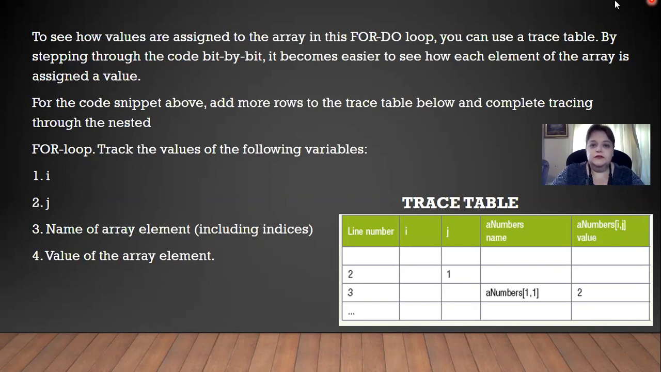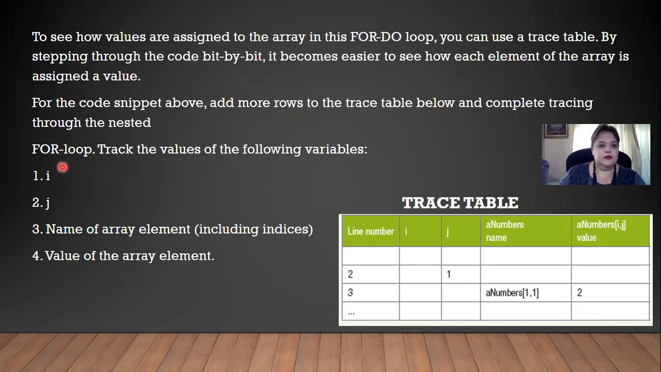If you do not know how to do these, let me know and I will do a lesson again on trace tables to make sure that you're able to do it. The best way to do a trace table is actually to have your flow chart next to you, because you can number the flow chart and then your line numbers are going to make sense. By stepping through the code bit by bit, it becomes easier to see how each element of the array is assigned a value. For the code snippet above that we just saw, add more rows to the trace table below and complete tracing through the nested for loop.